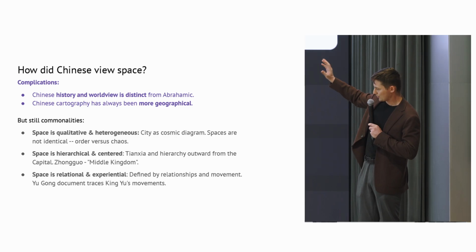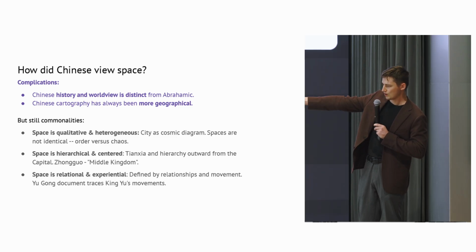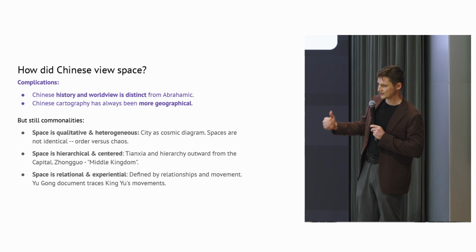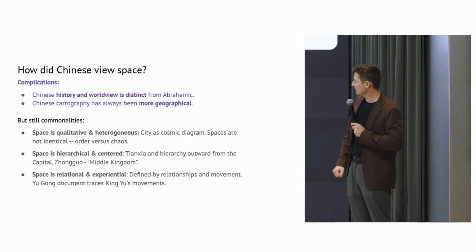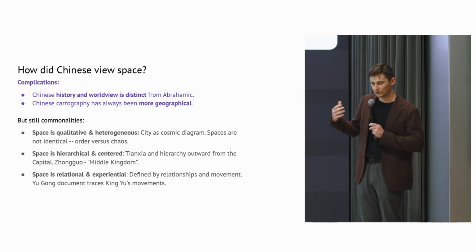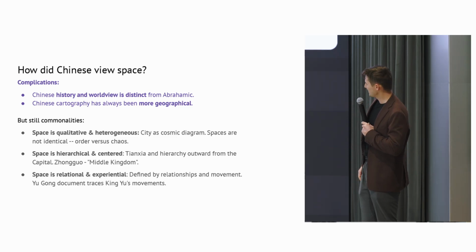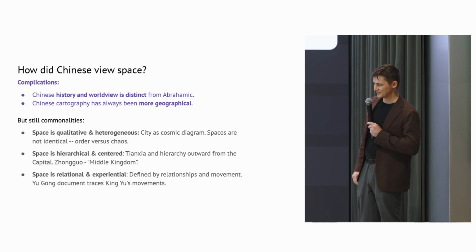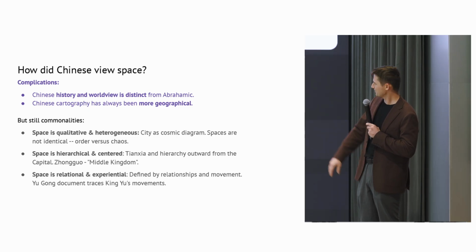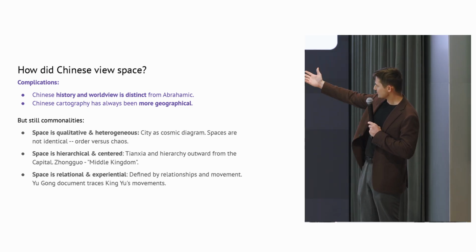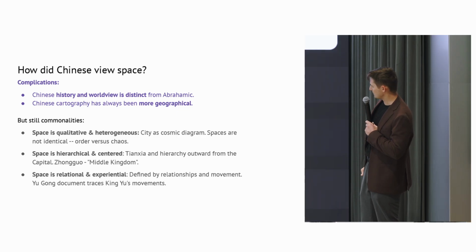Space is still heterogeneous. You have holy spaces, pure spaces, chaotic spaces, ordered spaces. It's not just space, right? Space is hierarchical and centered. So, perhaps even more so than in the West, right? I mean, the Middle Kingdom, that's all you need to know, right? The middle. And space is experiential as well.